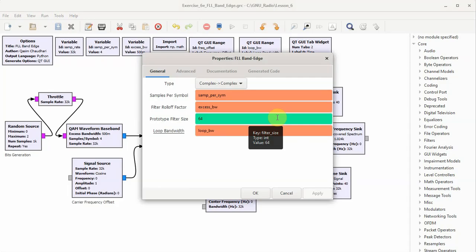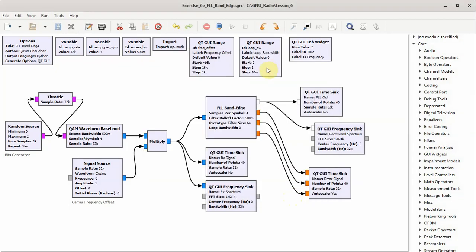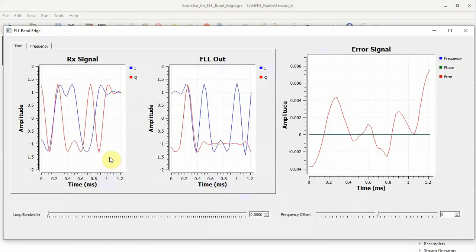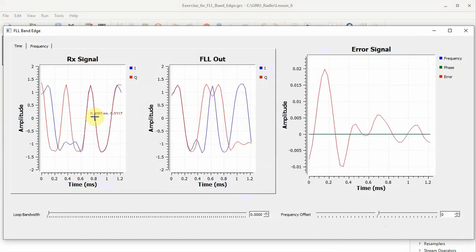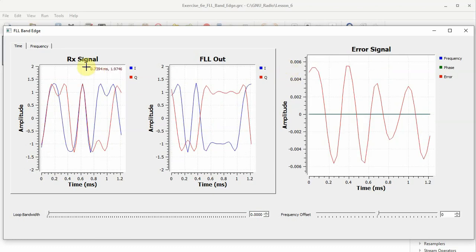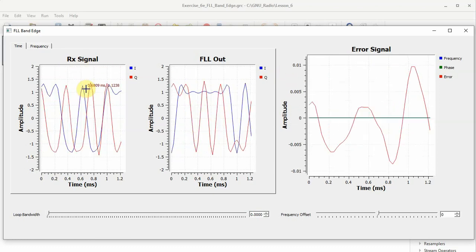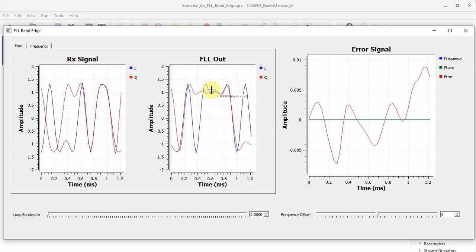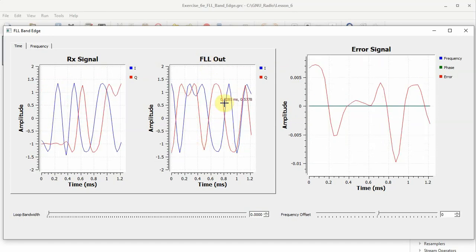Now, the FLL band edge consists of a relatively small number of variables, which are the samples per symbol, excess bandwidth, and the loop bandwidth. The prototype filter size defines the number of coefficients we want for the band edge filter. Let us run the flow graph to observe its output. For a zero frequency offset, we can see that the received signal is a quite smooth QAM waveform, and the FLL output is also similar.